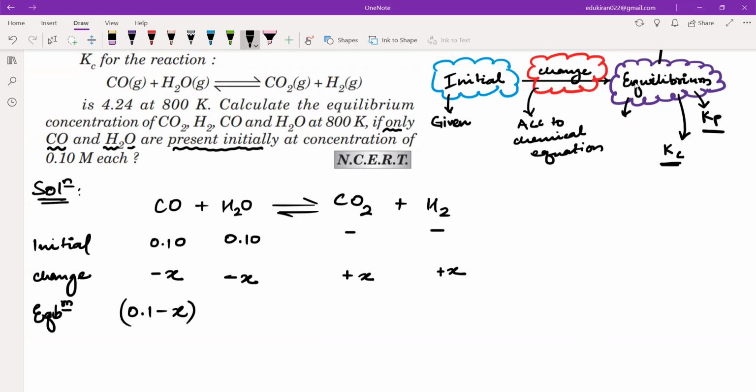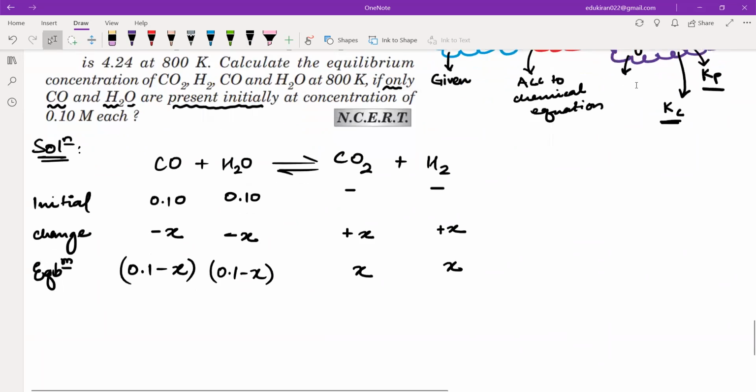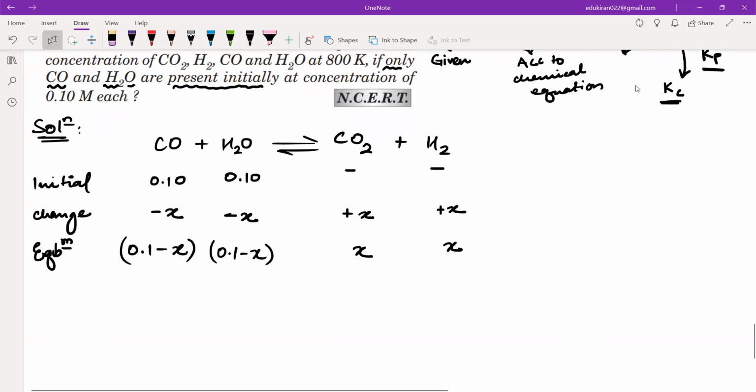Yes, sir. What about H2O? 0.1 minus X. What about carbon dioxide? Plus X, right? X, plus X. X and X. Now we have got the equilibrium concentrations.